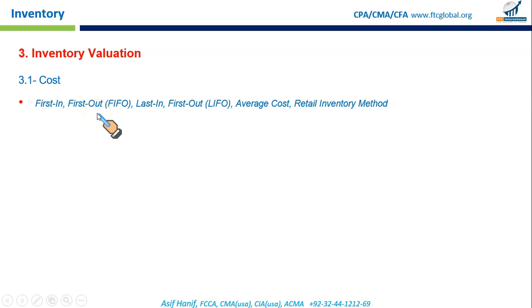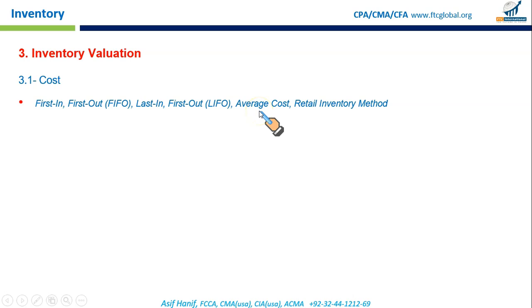First in, first out, FIFO. We'll discuss all these in detail, but just a little touch of what it is. In first in, first out, the oldest items that are first in are sold first, and the remaining inventory consists of the newest items. Last in, first out, the most recently acquired items that are last in are sold first, and the older inventory remains. We'll discuss all these.